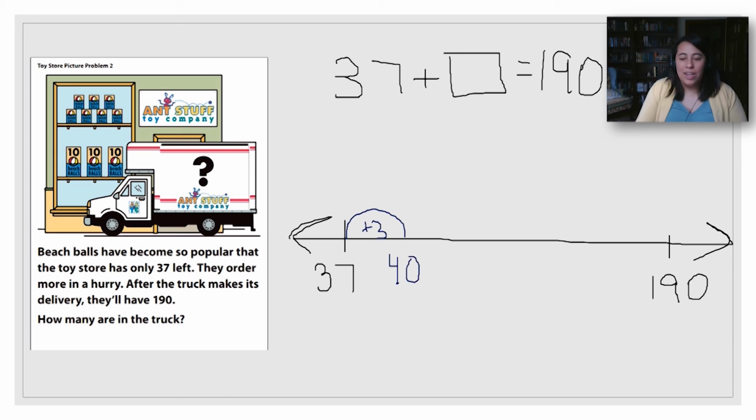Now another nice number to get to is 100. How do I get from 40 to 100? Just like how 4 and 6 make 10, 40 and 60 make 100. So I'll add 60. Now, how do I get from 100 to 190? I'll add 90.